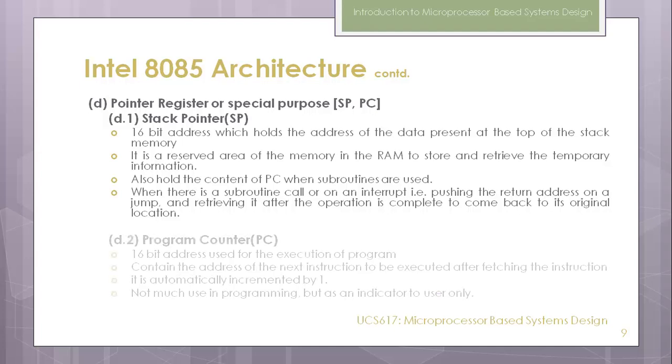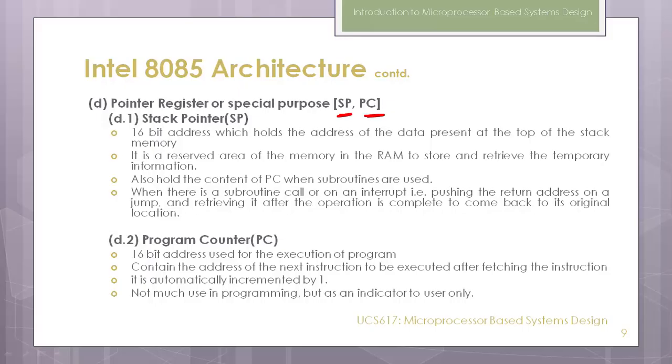Next is the pointer register or special purpose register. These both registers are of 16-bit size. The first one is the stack pointer, the second is the program counter. The stack pointer holds the address of the data present at the top of the stack memory. It is always based on what kind of principle? The LIFO principle, that is last in, first out.